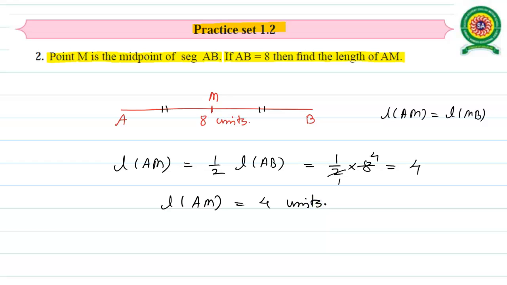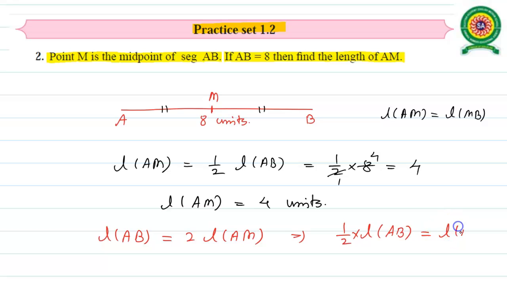Or you may do it this way also. Since M is the midpoint of segment AB, we can write the length of AB is twice the length of AM, and after shifting that, it is a divisor to the length of AB, so we have the same formula again: half times the length of AB equals the length of AM. So half times 8 becomes again 4 units.